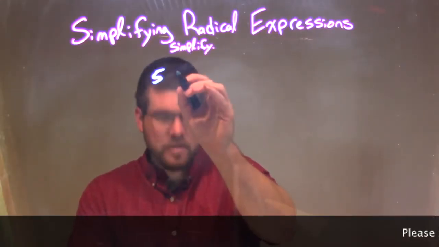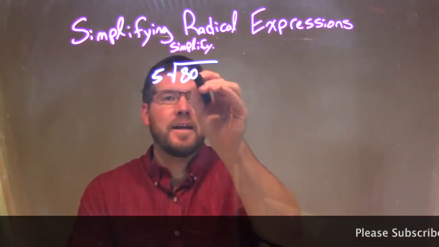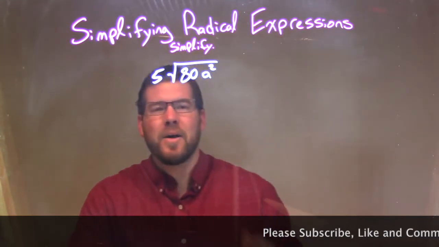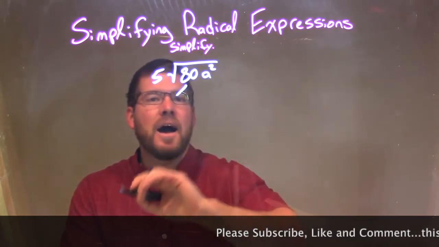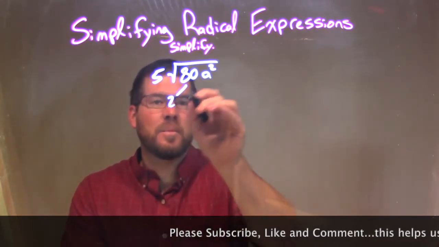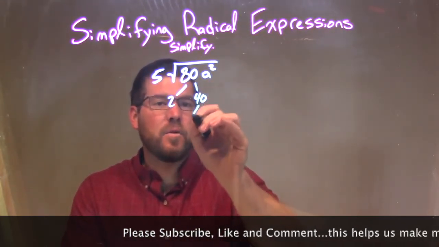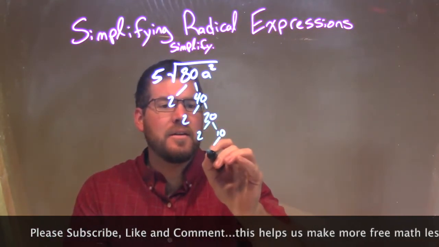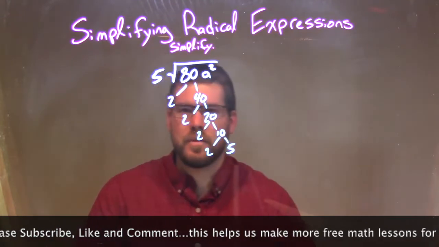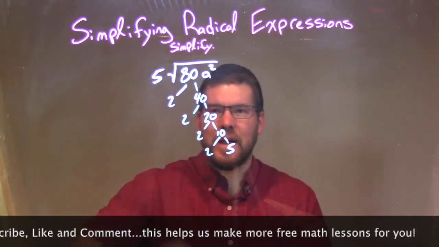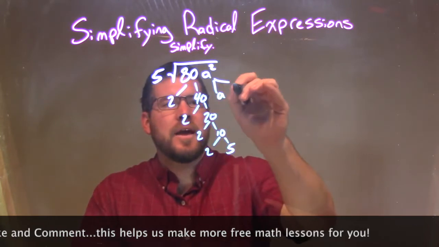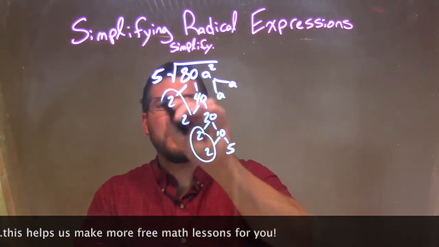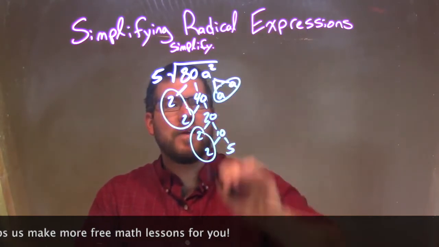5 times the square root of 80a squared. Well, the first thing I want to do is see how I can break down 80. Well, 80 I know is 2 times 40. Okay, and 40 is just 2 times 20. 20 is 2 times 10, and 10 is just 2 times 5. Okay, so I've done a prime factorization of 80. a squared just breaks down to be a times a. So now let's go circle our pairs. I have 2 pairs of 2's right there. I also have a pair of a's.